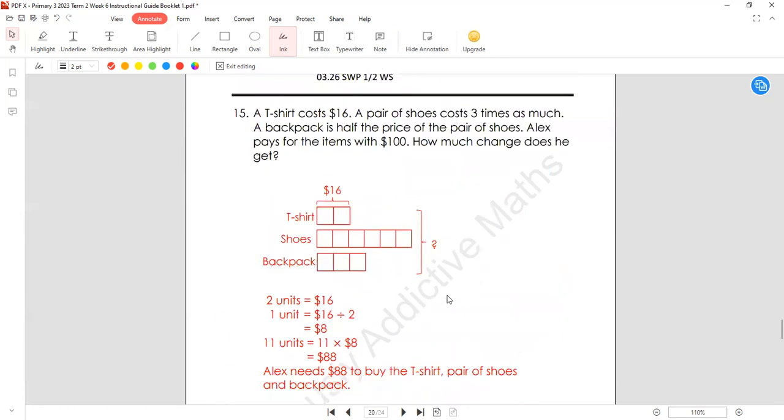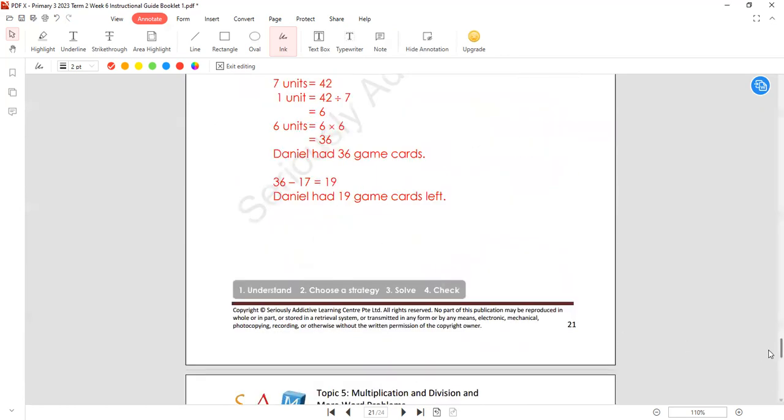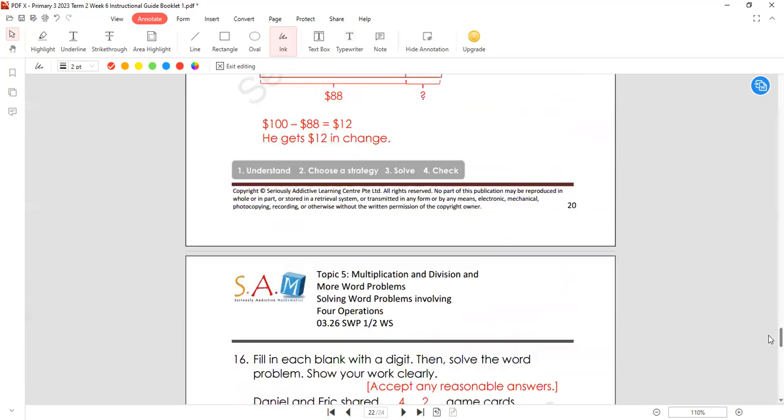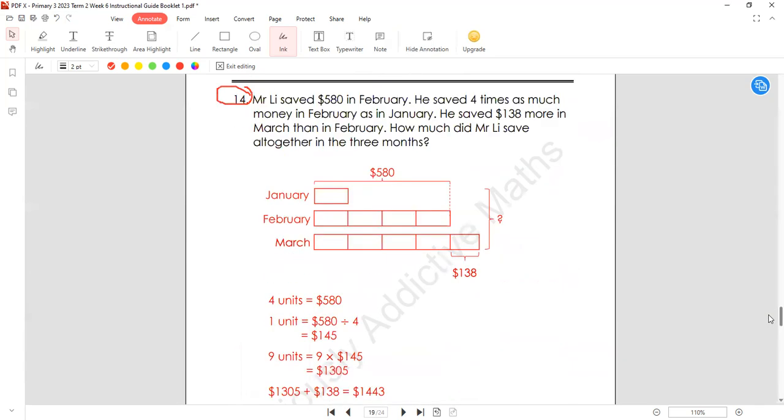Okay, I believe question 14 is the last question. Let me see. Yep, 14 is the last question. Okay, so Mr. Lee saved $580 in February. He saved 4 times as much money in February as in January. He saved $138 more in March than in February. How much money did Mr. Lee save? So draw it step by step.